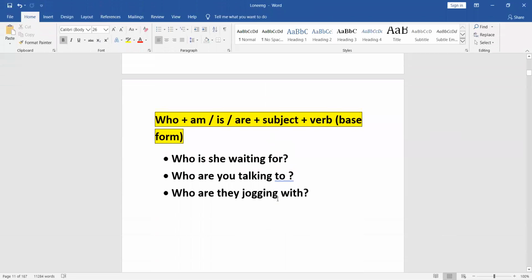The next word that you can employ is who, and when you say who, it means you want to find out which person. Who refers to a person. And so the formula for who is am, is, or are, one of these three verbs, followed by the subject and then the verb in the base form. So when you want to say who, it refers to a person. So who is she waiting for? Maybe she's waiting for a boyfriend. She's sitting in the lobby and waiting for somebody. Who is she waiting for? The employer is asking. And then he's saying she's waiting for her boyfriend. So that's when you say who.